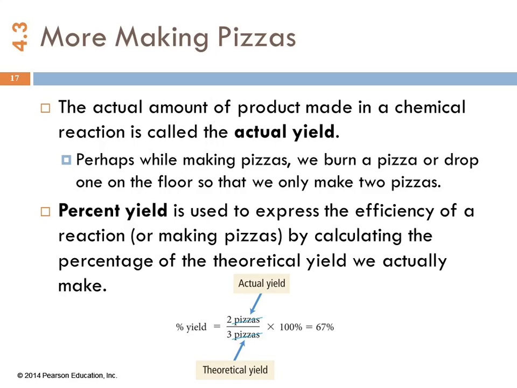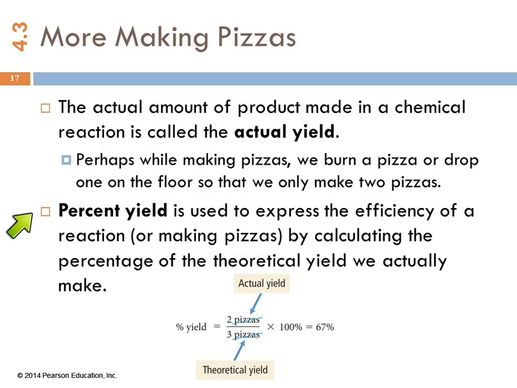So we talked about theoretical yield. The actual amount of product is called the actual yield. We try to be descriptive in our terms here. So what would happen while making those pizzas if you burn one or drop one on the floor and you end up with only 2 pizzas? That's the actual yield of pizzas. Okay? You could have made 3 in theory, but you actually made 2 because you screwed up on one.